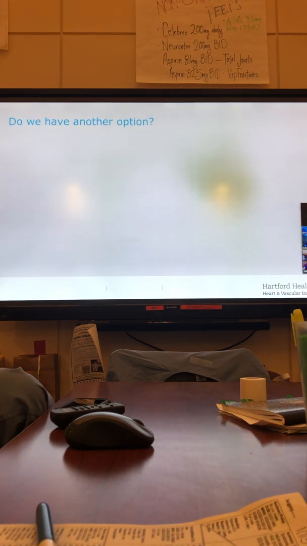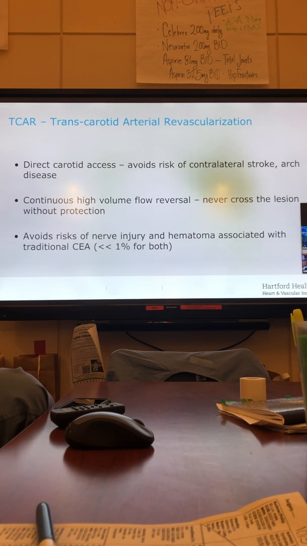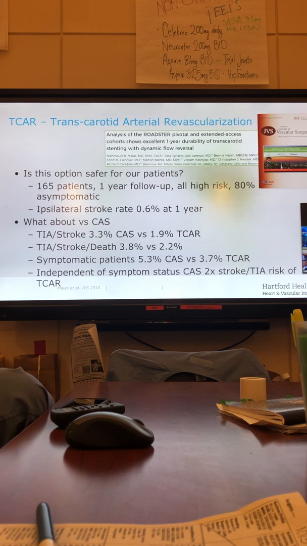All patients, whether you do transfemoral stenting, CEA, or TCAR, spend a night in the hospital. Mostly that's for blood pressure monitoring afterwards, because when you blow up a balloon next to a carotid bulb, they can get hypotension afterwards. So let's see, we talked about that.